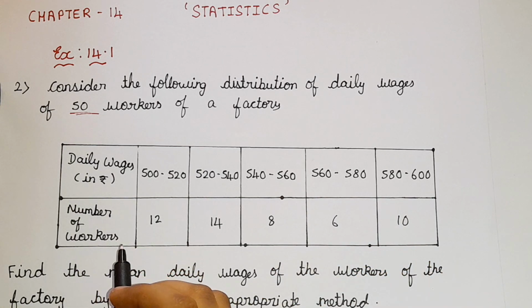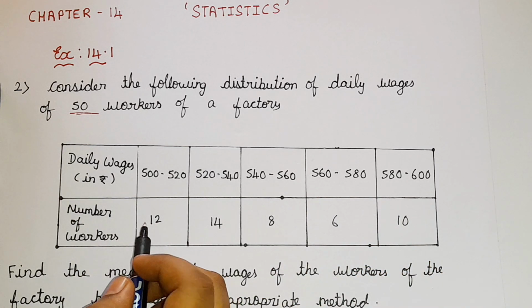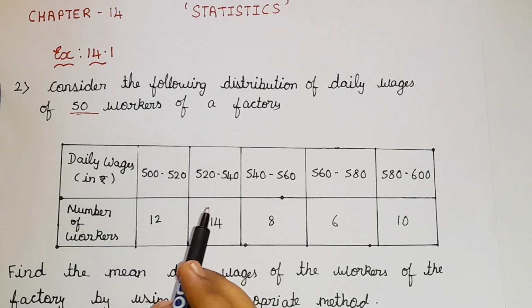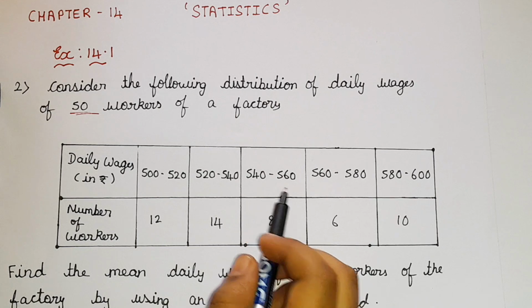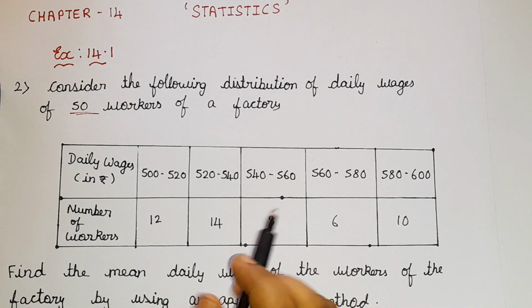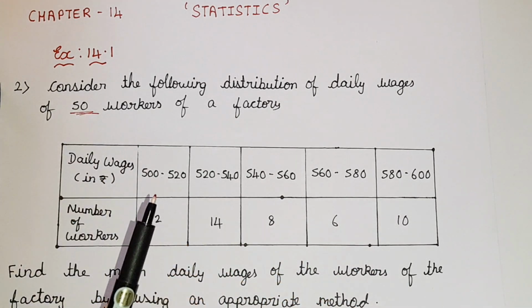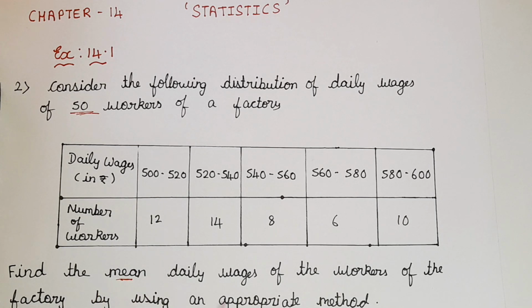So how many workers are there? There are 12 workers who will get this much wage, and 14 workers who will get this much, and 8, and it goes on like that. So there are 50 workers in the factory. Now we are supposed to find the mean daily wage. Find the mean of the daily wages of the workers of the factory by using an appropriate method. So we are supposed to use the mean.